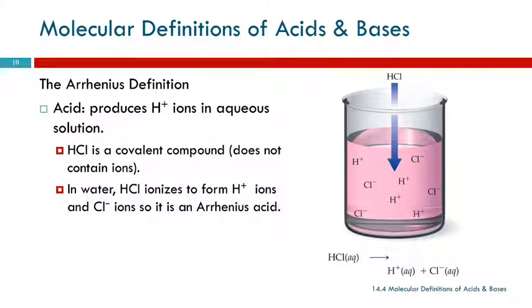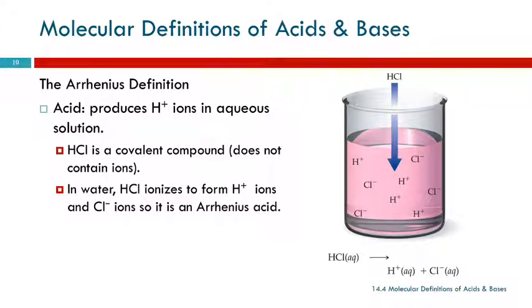So let's just look at this more from a chemistry standpoint. How are acids and bases defined? There's different definitions. The Arrhenius definition, named after the scientist who came up with this, says that an acid produces hydrogen ions in aqueous solution. So if you take a substance and you dissolve it in water and it produces hydrogen ions, it is an acid.